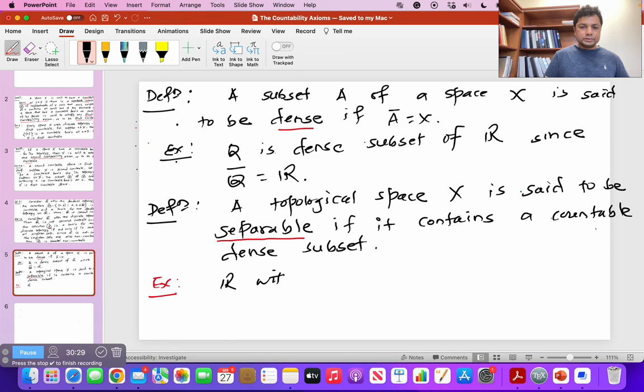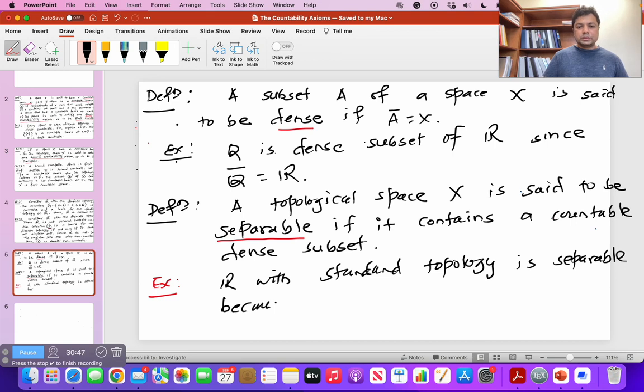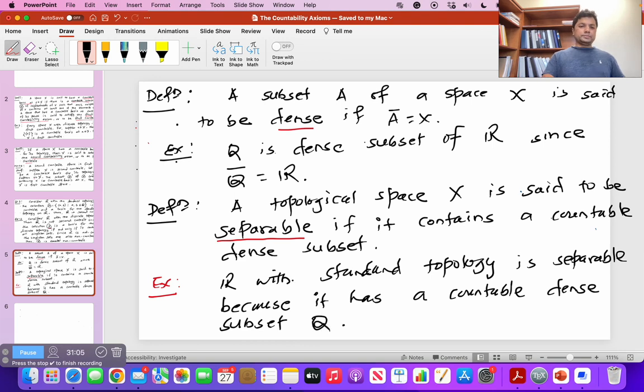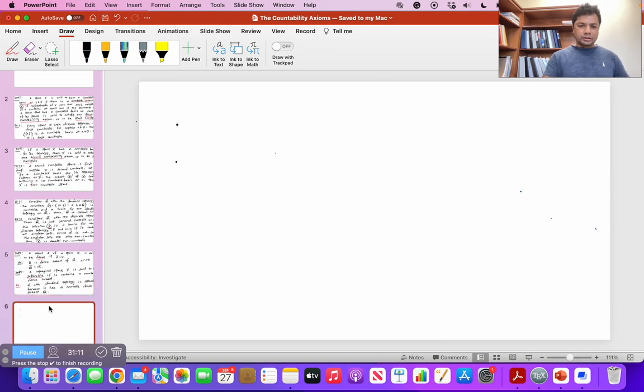And again, we are considering the standard topology on R. R with the standard topology is separable because it has a countable dense subset Q. Again, we are considering the standard topology on R.